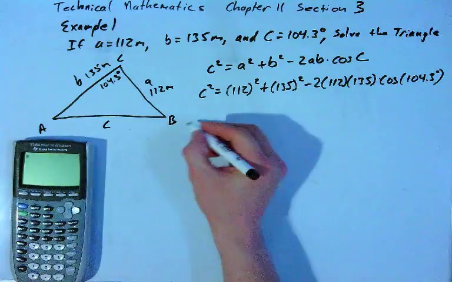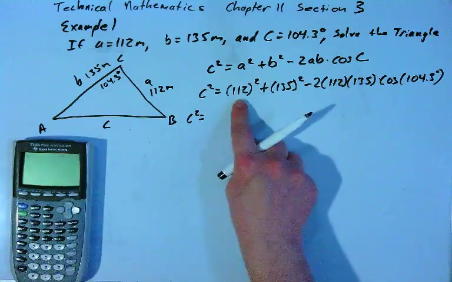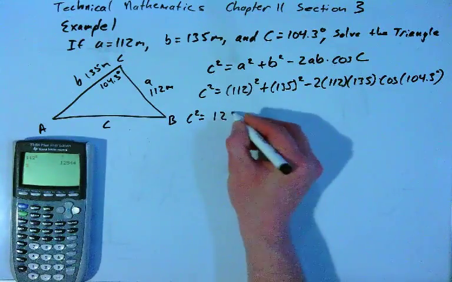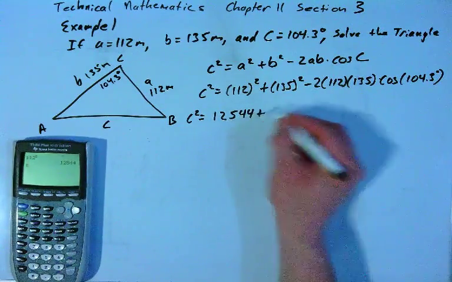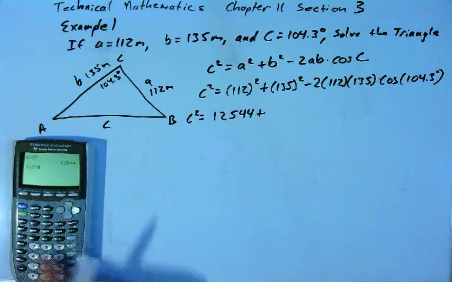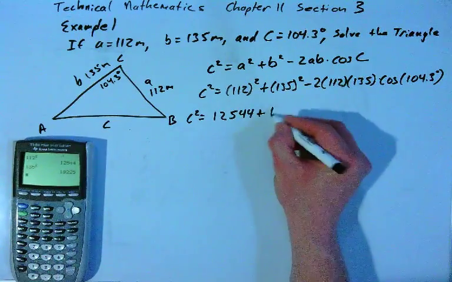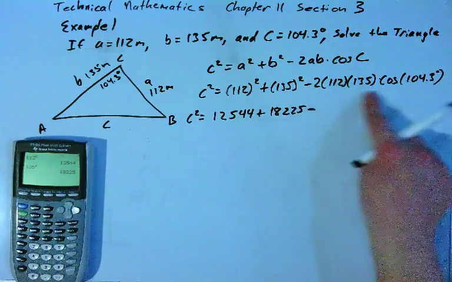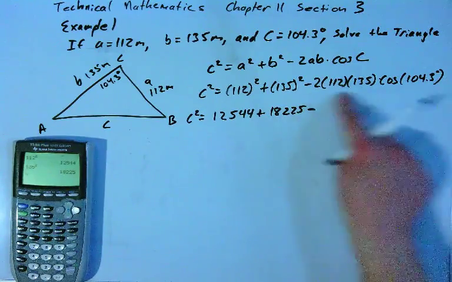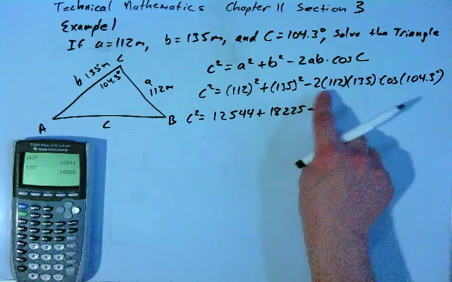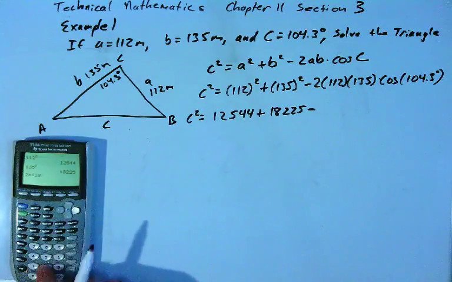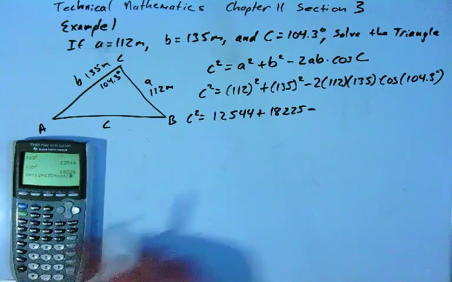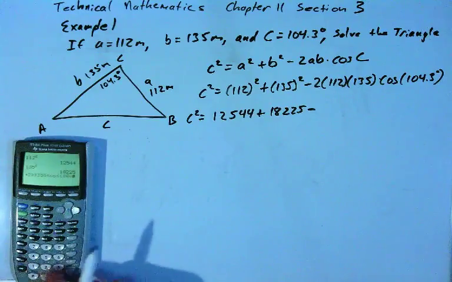So what I'm going to do is start here with C squared equals. I'm going to square 112, so 112 squared. I'm going to get a big number, 12,544, plus 135 squared. 135 squared is 18,225. Minus, now I can go ahead and multiply all of these together. Okay, so I can do all of this at once. I'm going to do 2 times 112 times 135 times the cosine of 104.3.